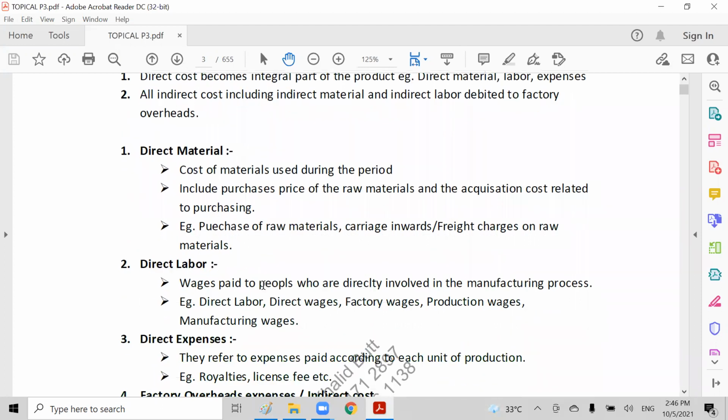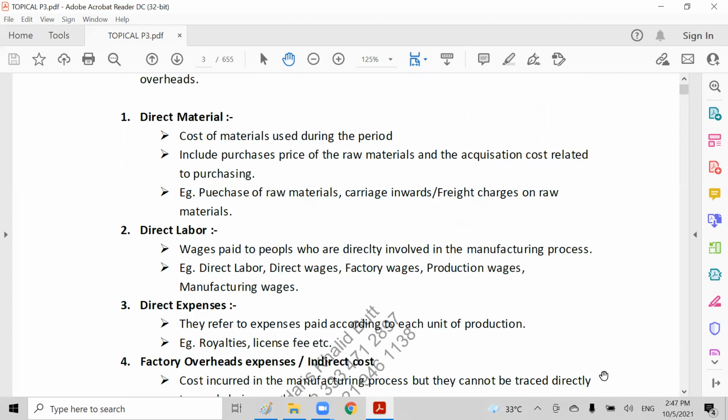Now, what is direct material? Cost of material used during the period, which includes the purchase price of material and the acquisition costs relating to purchases. Acquisition cost means carriage inward, freight inward, carriage on raw material. That is a part of purchase of raw material. We already know that carriage inward will be added in purchases, so it's a part of purchase cost. That is the direct material cost, meaning the cost of material used during the period.